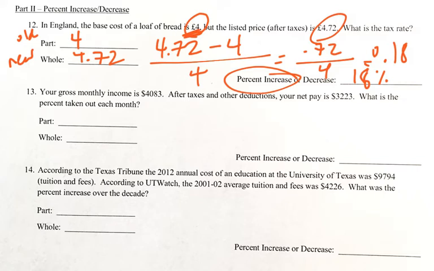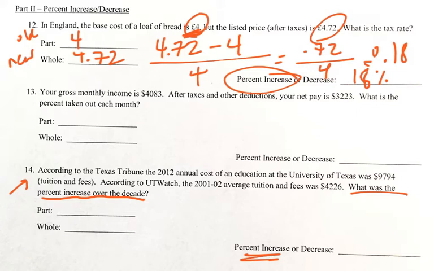Okay, let's look at number 14. According to the Texas Tribune, in 2012, the annual cost of an education at the University of Texas was $9,794. That's tuition and fees. According to UT Watch, the 2001 to 2002 average tuition and fees was $4,226. What was the percent increase over the decade? So we already know it's a percent increase because the new value is much greater than the old value.